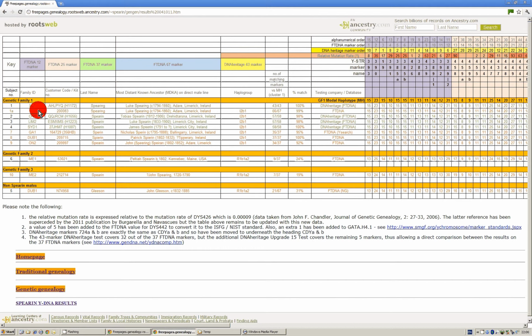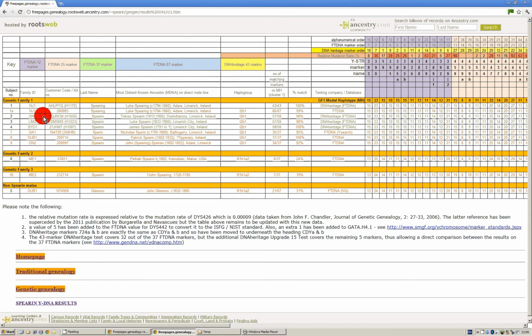Now, genetic family 1 is the largest of the groups, and that includes 7 members altogether. The first 2 members are actually the same person, and that's the New Jersey 1 family. And then the other members are from Ontario, from Limerick, from Sydney, from Georgia, from Dublin, and a second Ontario family. Then in genetic family 2 we have a family from Maine, and then in genetic family 3 we have another member from Maine, and then the non-Spearin male in this particular group is myself.